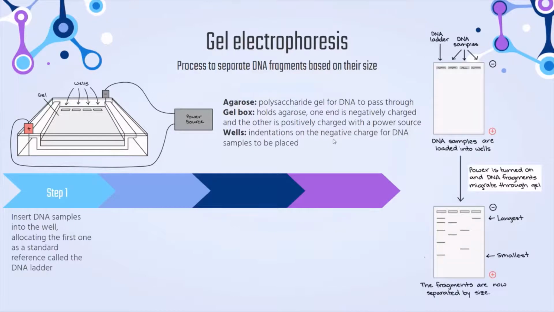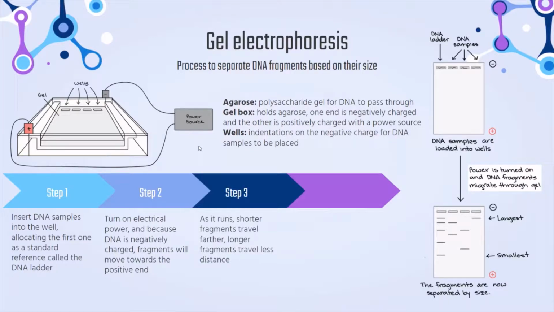So in the first step, we will insert the DNA samples into the well, and we will allocate the first one as a standard reference called the DNA ladder. So in this right picture, we will put the DNA samples in the right wells, allocating the first one for reference. In the next step, we will turn on the electrical power from the power source. And since DNA is negatively charged due to the phosphate groups in DNA, the fragments will move towards the positive end because opposite charges will attract.